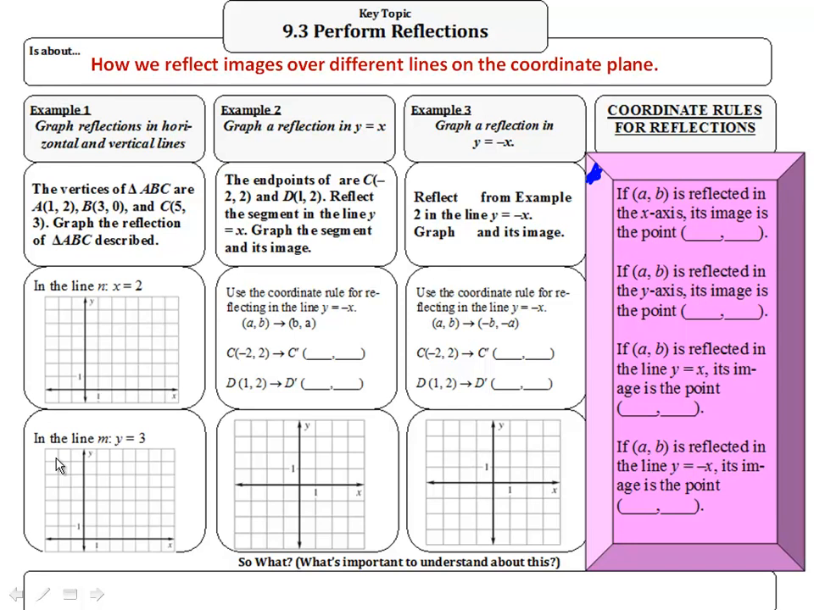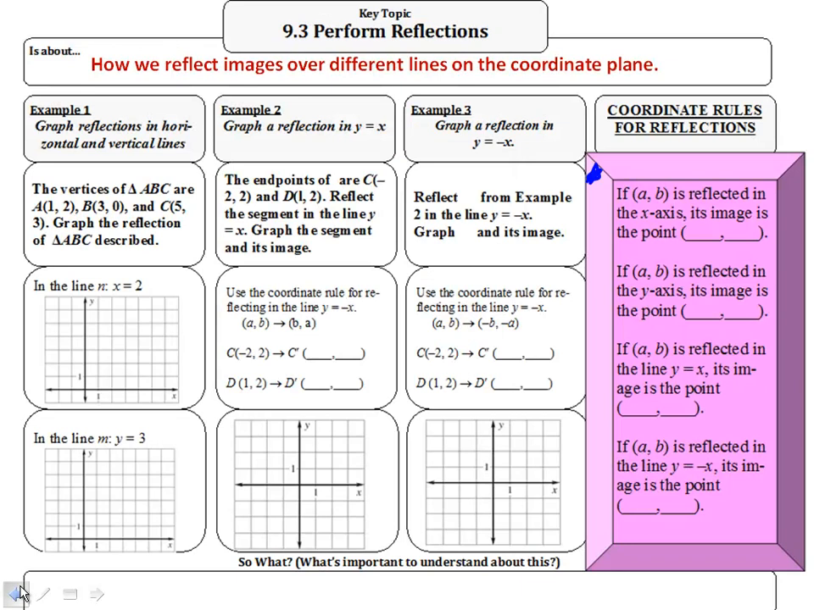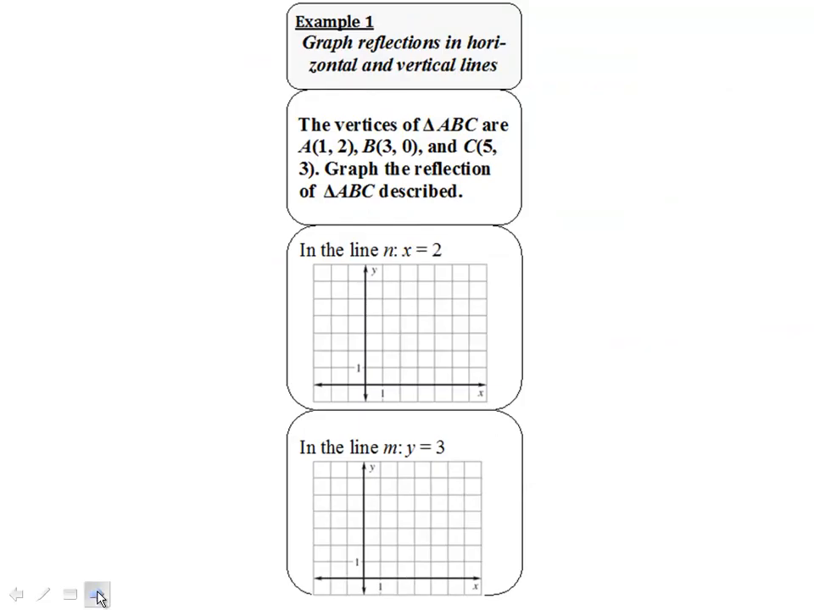So our first example, graph reflections in horizontal and vertical lines. Oh, I forgot, this is about how we reflect images over different lines on the coordinate plane. That's what this frame is about. So our first example, graph reflections in horizontal and vertical lines.